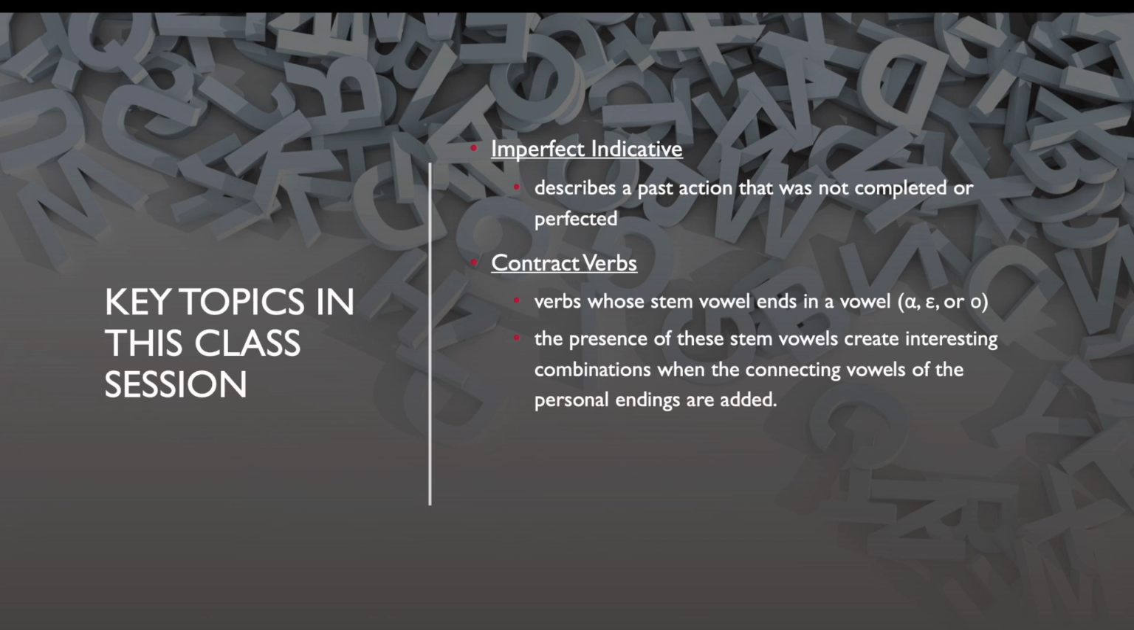They are omega verbs whose stem vowel ends in an alpha, an epsilon, or an omicron. And when these vowels at the end of the stem combine with the connecting vowels of the personal endings, something called contraction happens. We'll learn a bit about that.